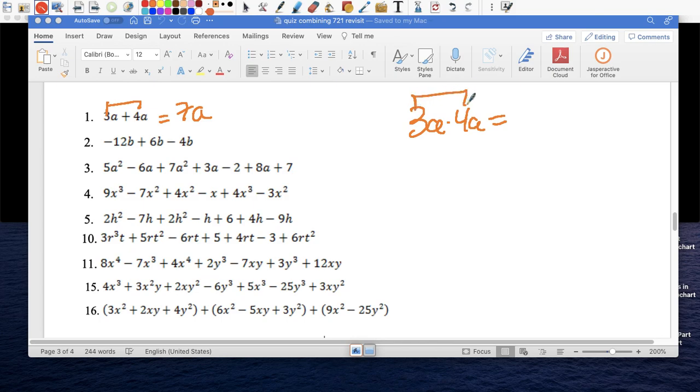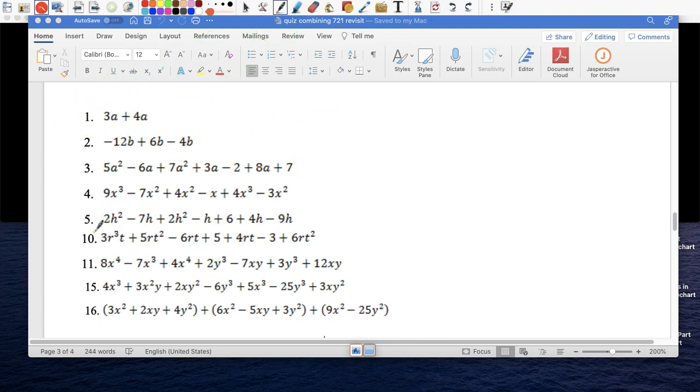Then you multiply. 3 times 4 is 12. What's a times a? That's a squared. But when you're adding and subtracting, the variables don't change. Don't do anything with the variables. This one, they're all b's, so I know my answer is going to be something b. Here, I need my coefficient. Negative 12 plus 6 is negative 6. So negative 6 minus 4 is negative 10. So my final answer is negative 10b.